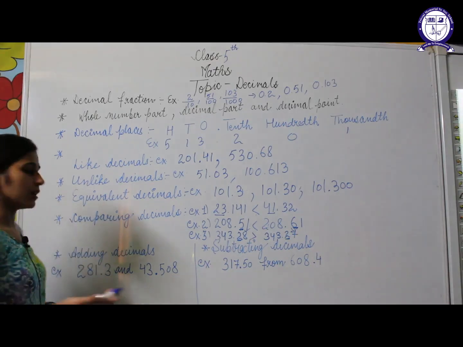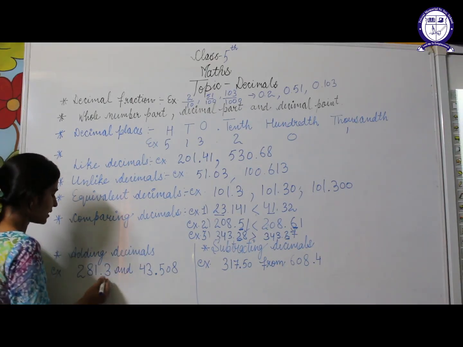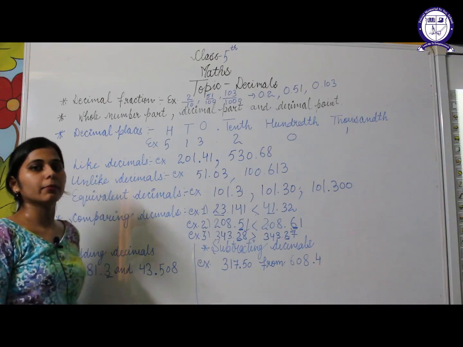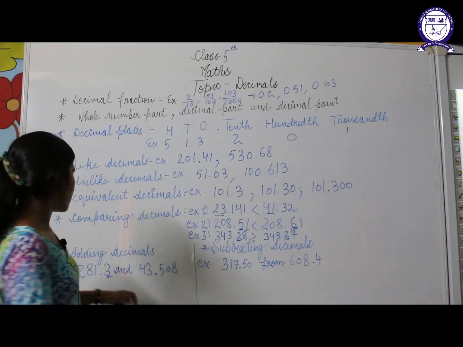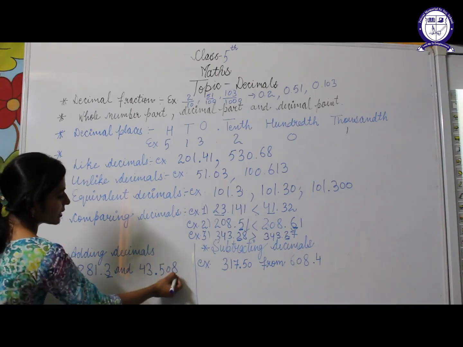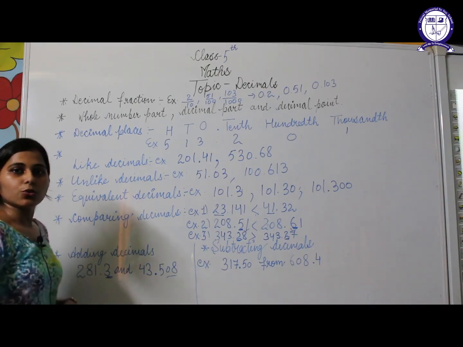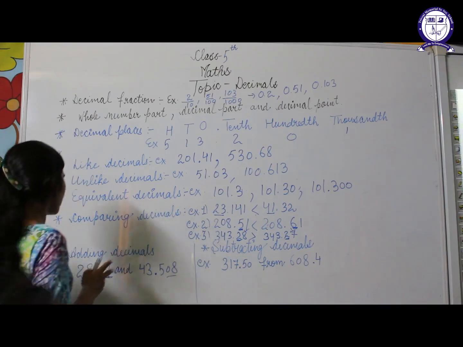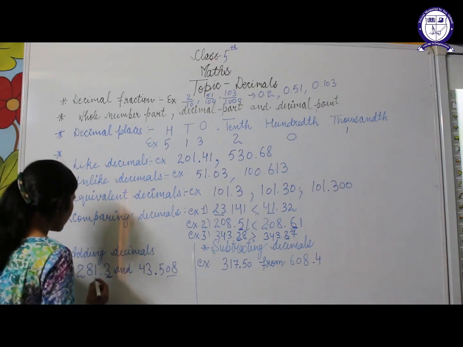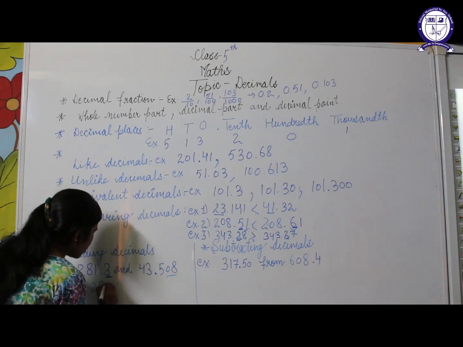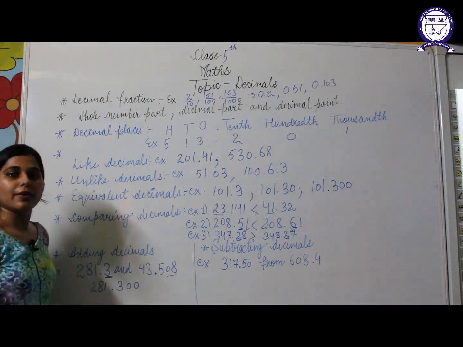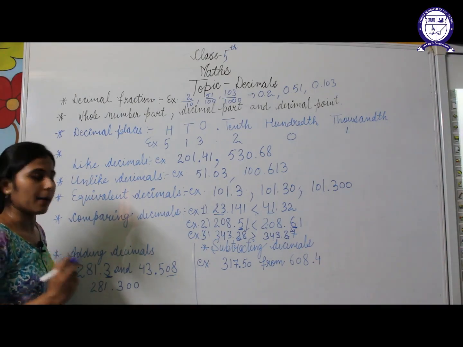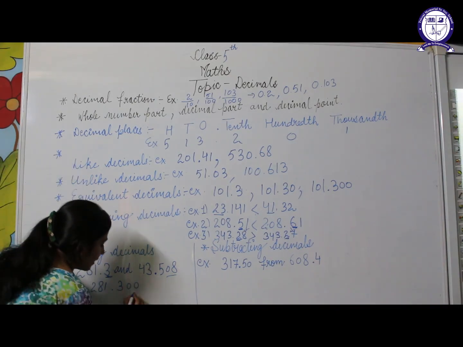So how will we add? We will make both of these like decimals. We can write zeros after the decimal part on the right-hand side, students. So here how many zeros do we need? Here there are 3 digits and here there is 1. So we will need 2 zeros. So we will write 2 zeros after 3, and we will make 281.300.